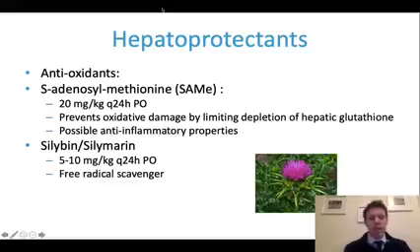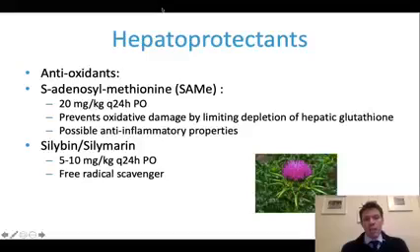And it works by preventing oxidative damage and limiting the depletion of hepatic glutathione. And there may also be some additional anti-inflammatory properties of that drug. So there is a paper that demonstrates reduced liver damage with concurrent use of denamarin when giving lomustine in these patients. So I think that's a reason to certainly consider it.